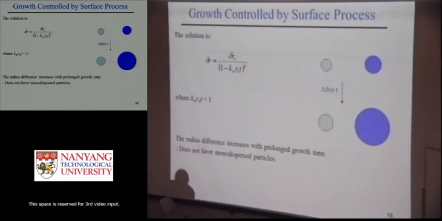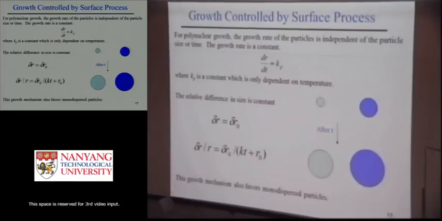So what about the polynuclear growth? This is another process. In the polynuclear growth, the growth rate of the particle is actually independent of the particle size or time. This is an observation. The growth rate is a constant, given by this equation. It's relatively simple. You know how the size of the nanoparticle should change along with the time. Kp is some constant related to the system, the liquid, the material of the nanoparticle, and temperature also. Once those parameters are defined, then Kp is a constant.